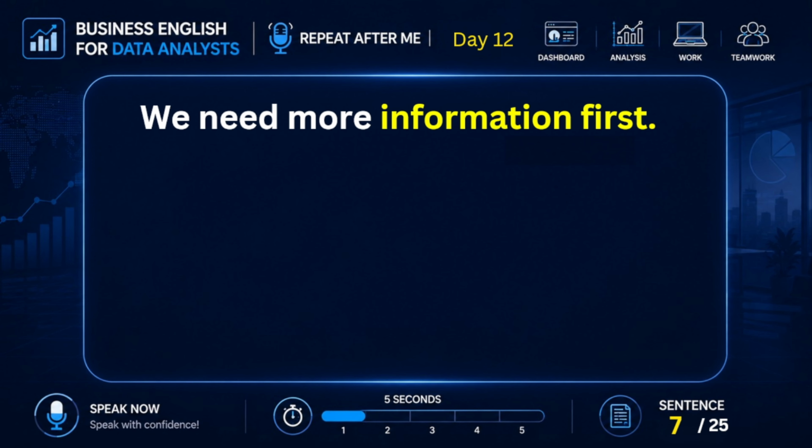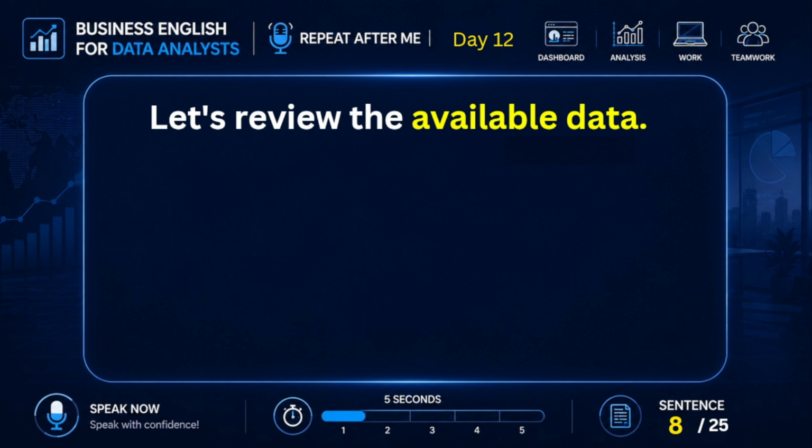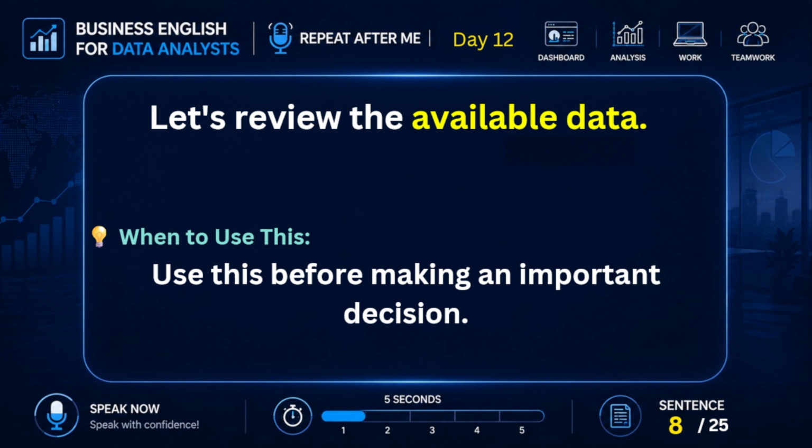We need more information first. Use this when additional data is required before deciding. Let's review the available data. Use this before making an important decision.